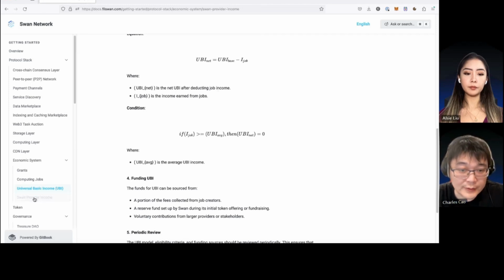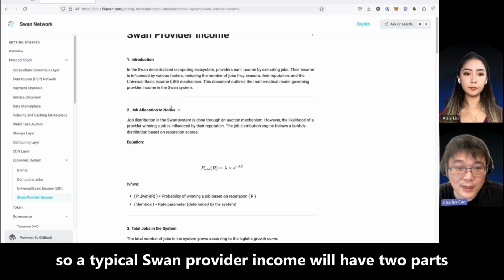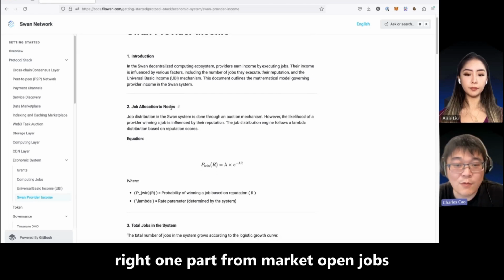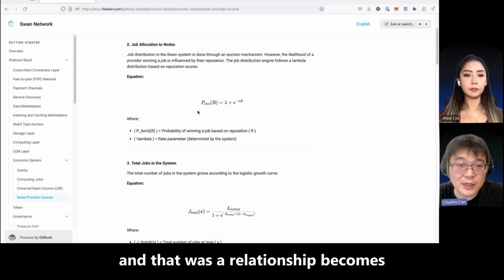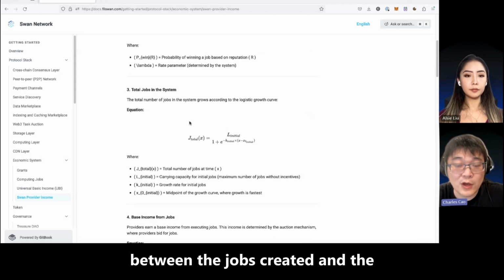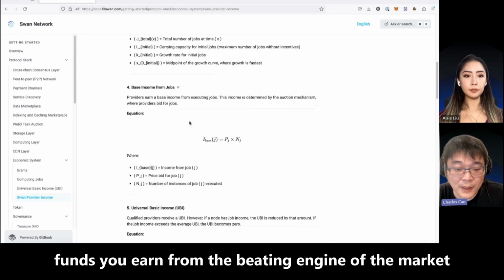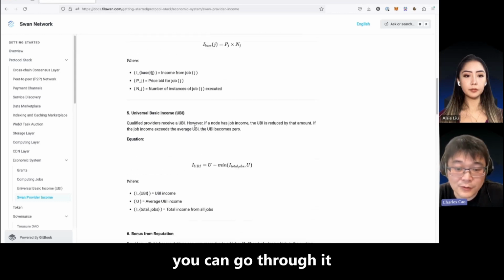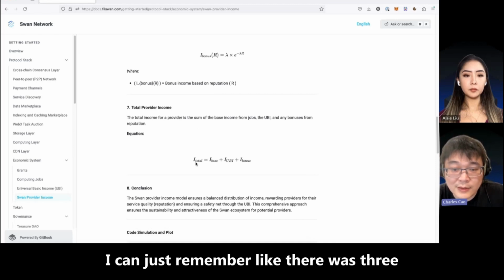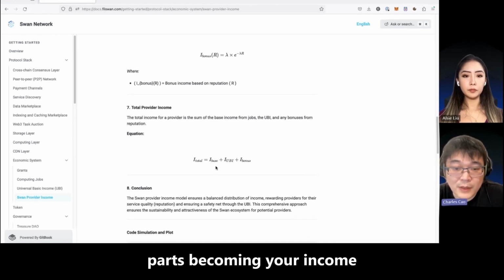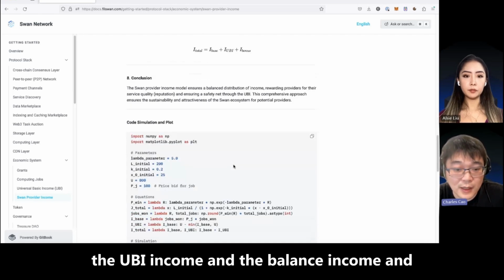the Treasury. So a typical Swan provider's income will have two parts: one part from market open jobs, one part from the UBI, and there is a relationship between the jobs created and the funds you earn from the bidding engine operating market. There's a lot of formulas here. You can go through it. To make it simple, just remember there are three parts to your income: the base income, the UBI income, and the bonus income.